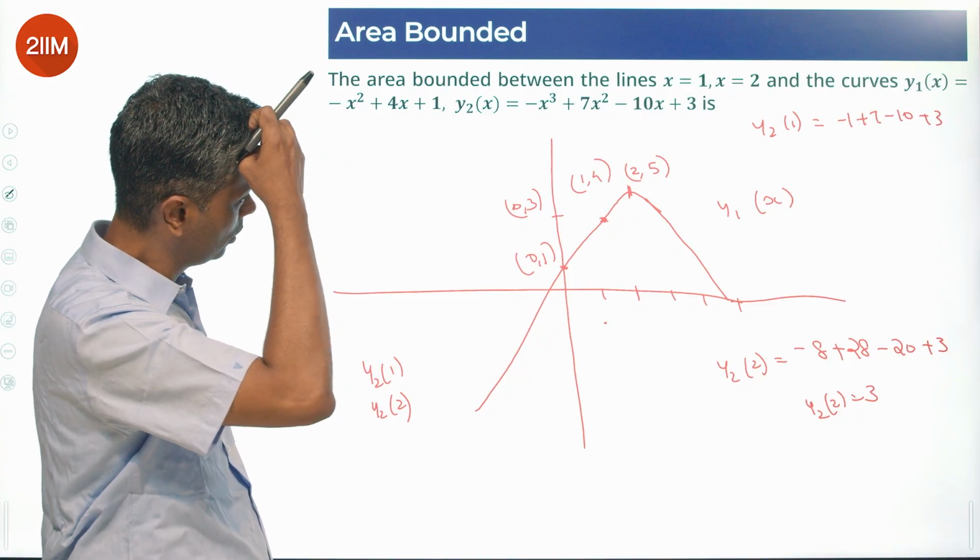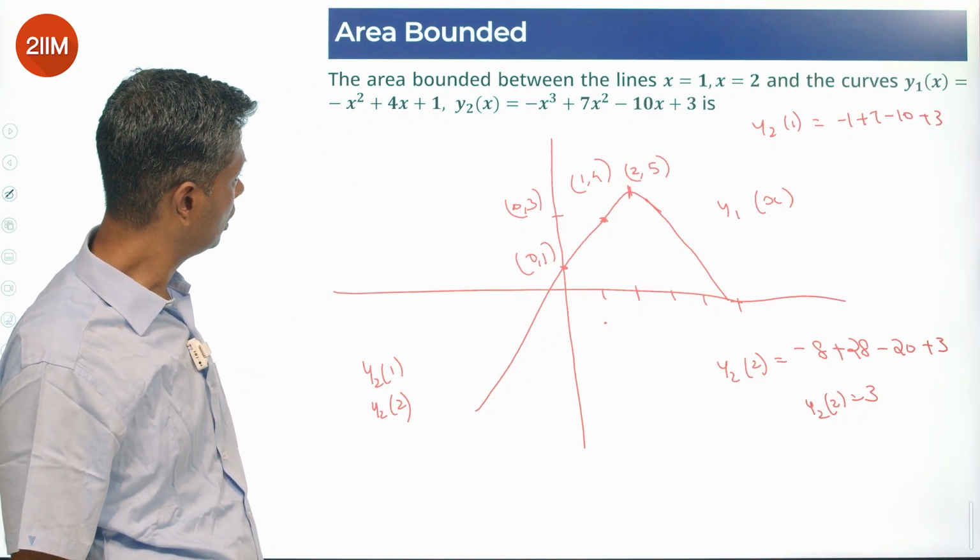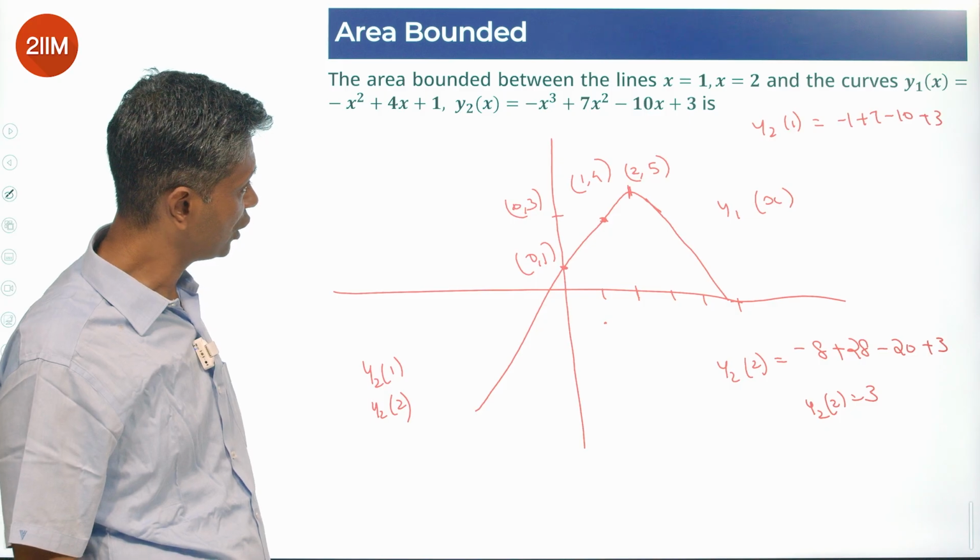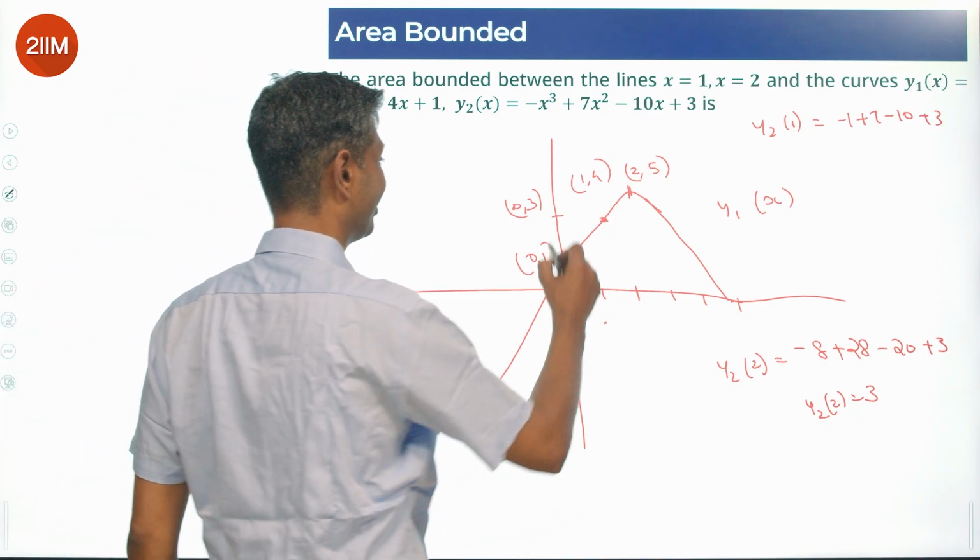And so this is a curve which has to fall off, but I think it's going to fall off.